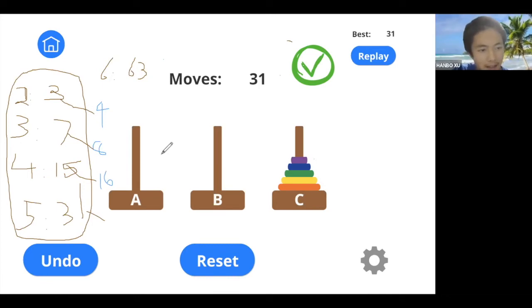Something that might help you guys is to notice the relationship between each of these numbers. Notice how 7 is 3 times 2 plus something else. And 15 is also a little bit more than 7 times 2. And 31 is a little bit more than 15 times 2.